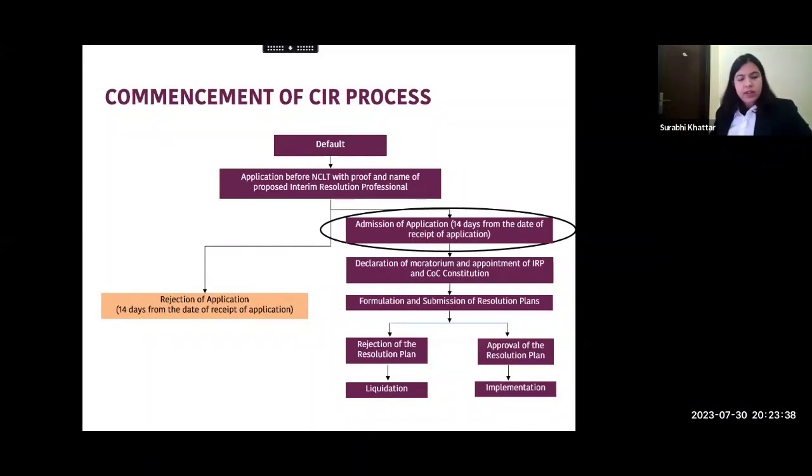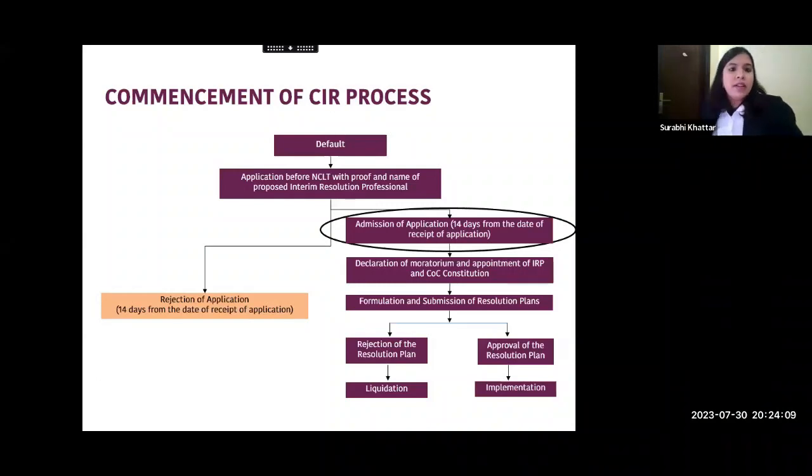After the interim resolution professional takes over the corporate debtor, subsequently, moratorium is declared and a public announcement will be made by the interim resolution professional calling for all claims that financial or operational creditors or any other creditors may have against the said corporate debtor. Then it will first verify if the claims are valid. Then it will collate all the claims.